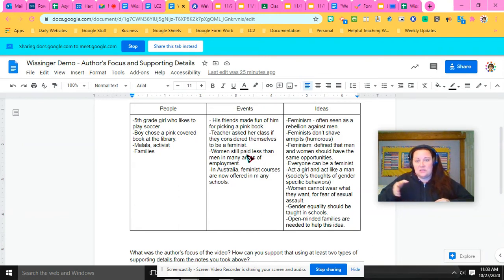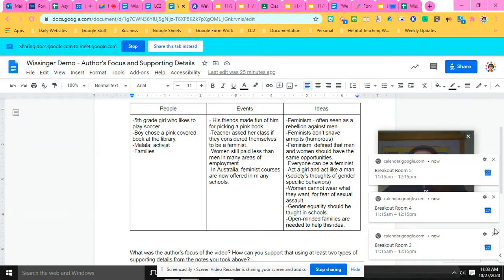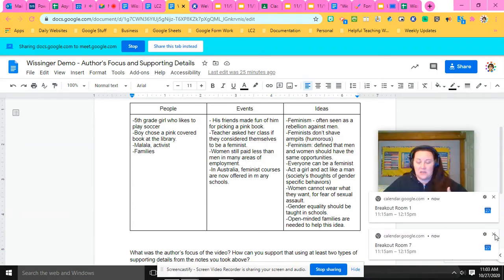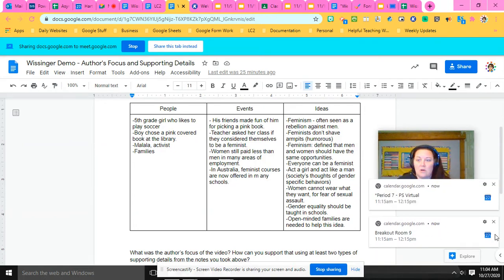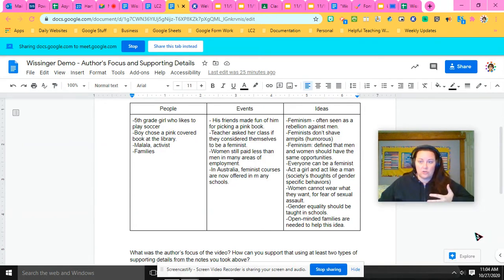And then she built into the ideas section. She started off with the idea of feminism often being seen as a rebellion against men, right? So she starts talking about the problem. Just like when we talked about author structural choice, there was problem solution. You have to identify the problem first and then the solution. So these supporting details are building upon one another in level of complexity.